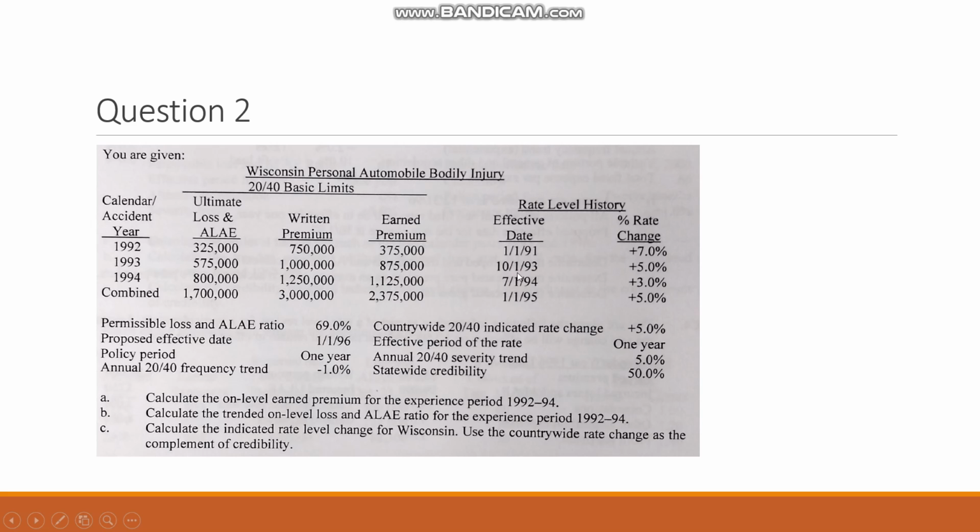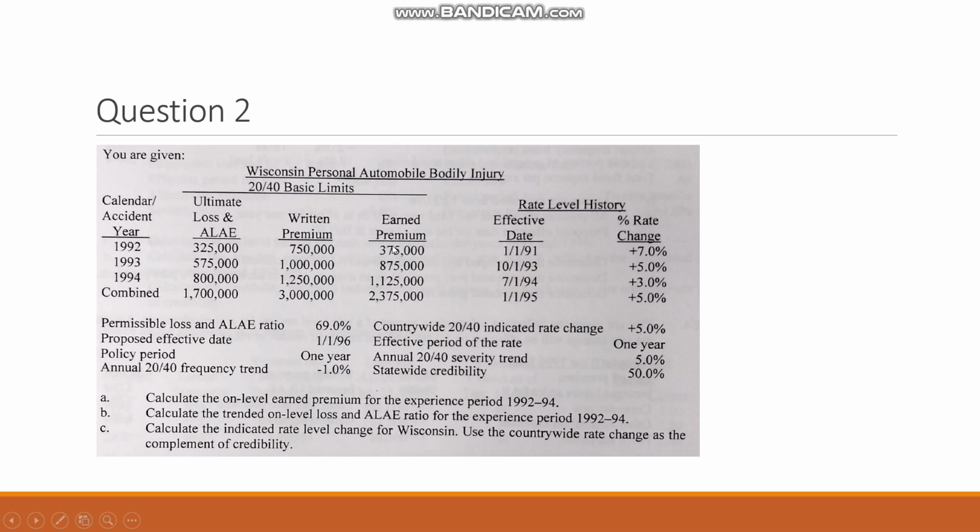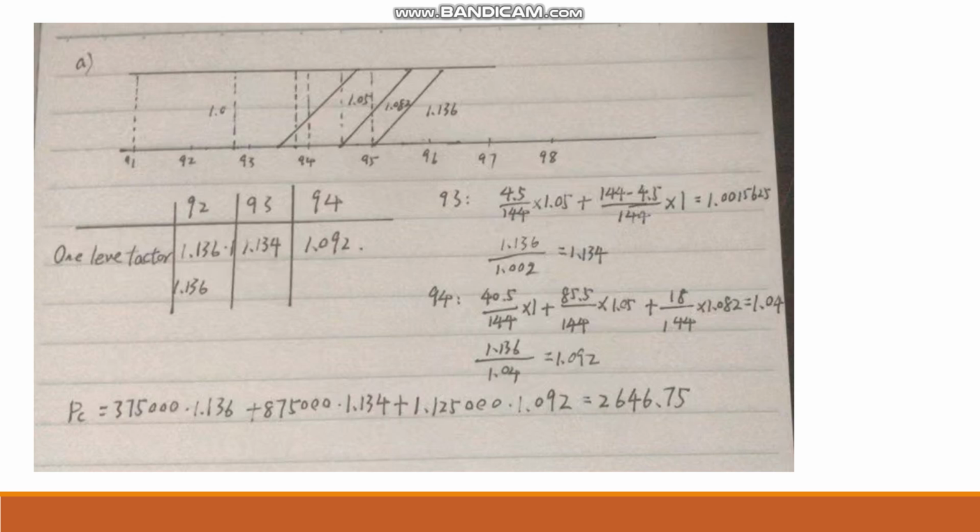We have three rate changes in this period. One is on October 1, 1993, another one is July 1, 1994, and the last one was on January 1, 1995.